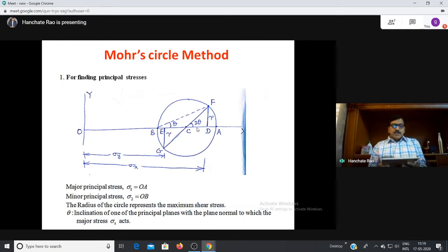Sorry, can you explain about stress transformation? Stress transformation, I think it will come in the analysis. So in structure analysis, it will be dealt.